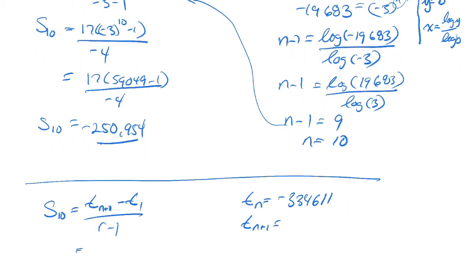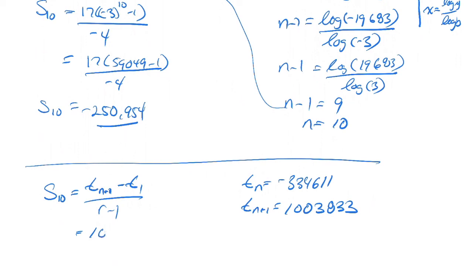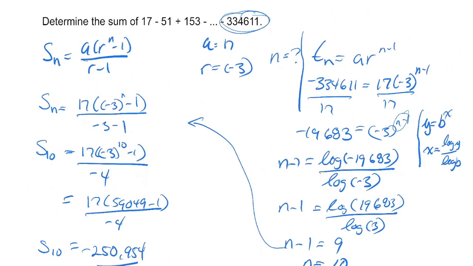So the next term after that would be that times negative 3. So I'm going to take out my calculator. Negative 3,346,611 times negative 3. So the next term in that sequence would be 1,003,833. So here we're going to take 1,003,833 minus the first term. So what was the first term? It was 17.